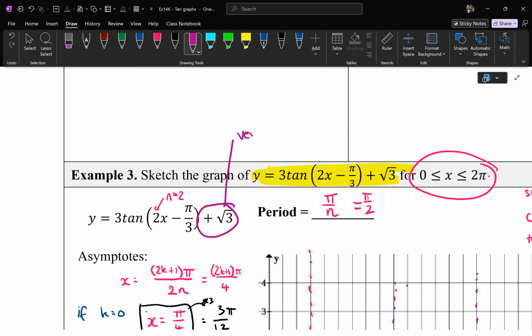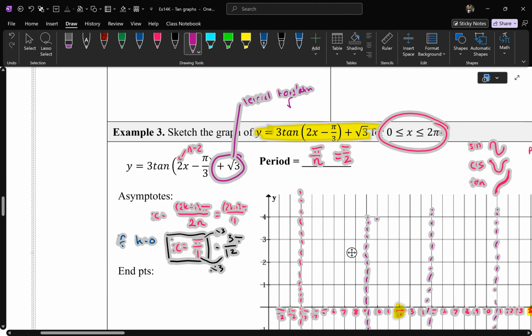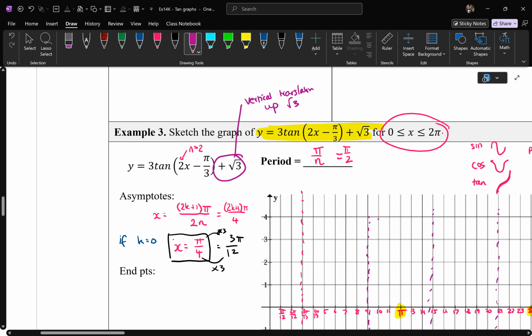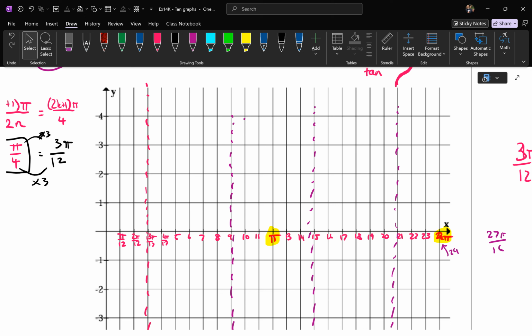Vertical translation of root 3. It's gone up by root 3. If it's gone up by root 3, that means on your graph... Now, root 3, roughly, how much is that? Where is it between? Because you have to be able to distinguish roughly how much has gone up.